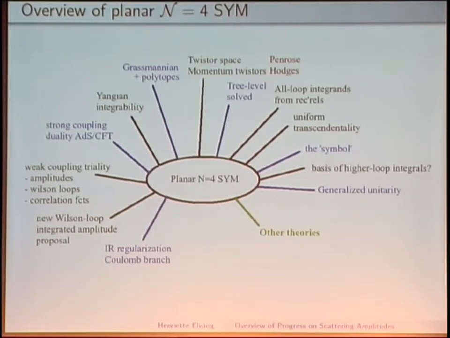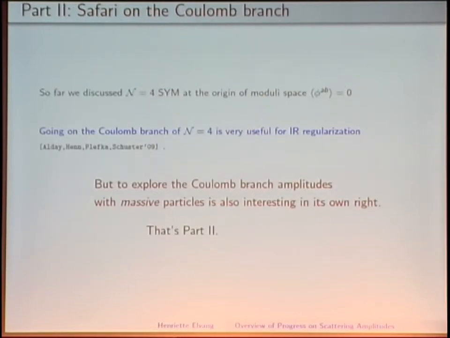There are also other theories in the world, so I'd like to proceed to those now. The first minor modification I'm going to do is to take the N=4 theory on the Coulomb branch. Now, going on the Coulomb branch is very useful for IR regularization, but it's interesting in its own right to study the massive amplitudes.